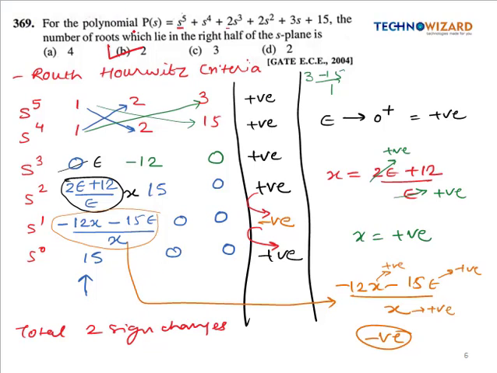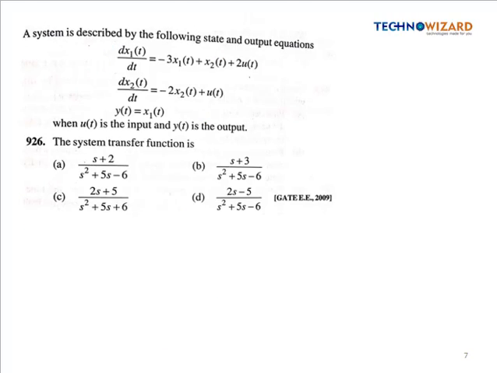Okay, now see the next question. A system is described by the following state and output equation. This is the equation where u of t is the input and y of t is the output. We have to find the system transfer function. The system transfer function is nothing but the Laplace of the output by input, so we have to find the ratio of y of s by u of s.